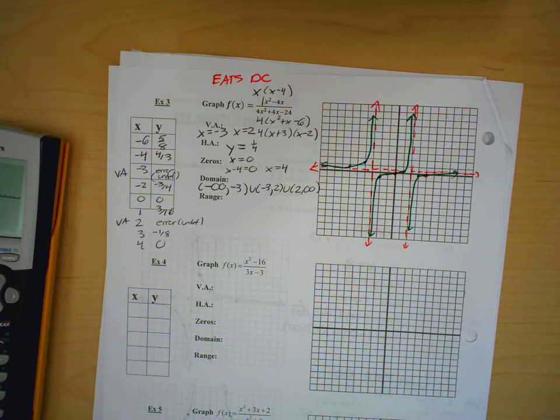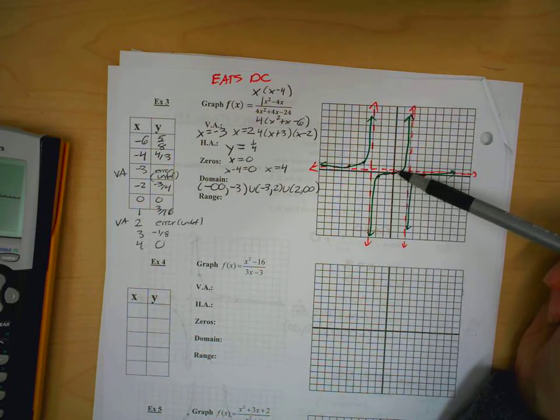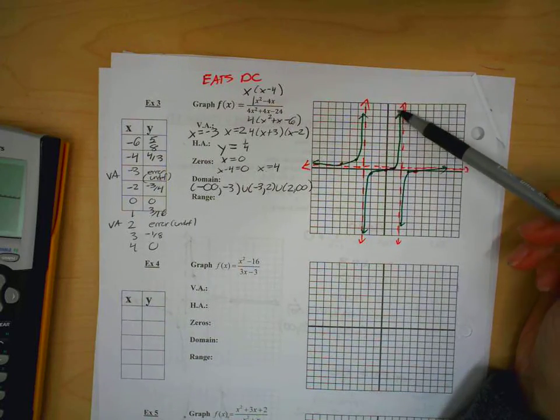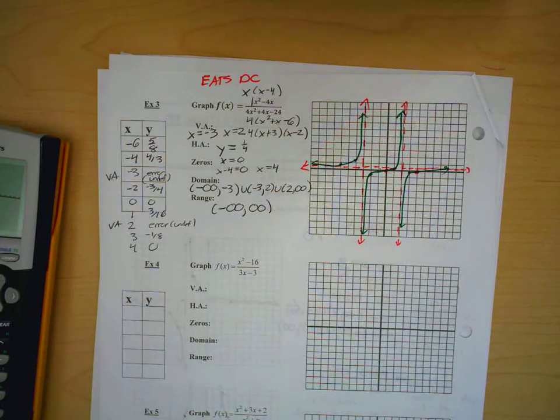Now, what about my range? If I cross the horizontal asymptote, is there any value of y that I'm not including? No, I'm including everything. I'm coming down here, and I'm going up, up, up, and I'm never taking my pencil off the paper. So my range includes everything, -infinity to infinity. Any questions on that one?